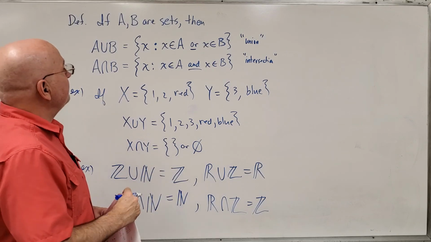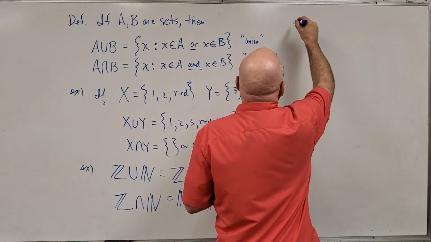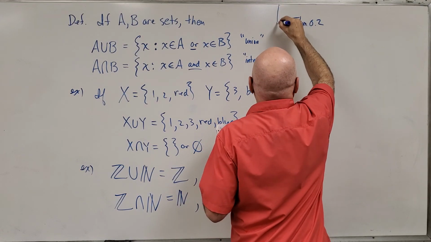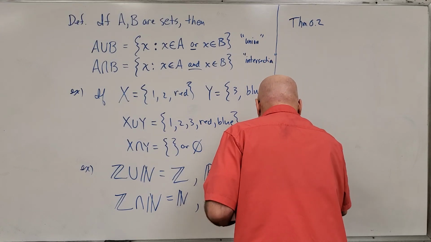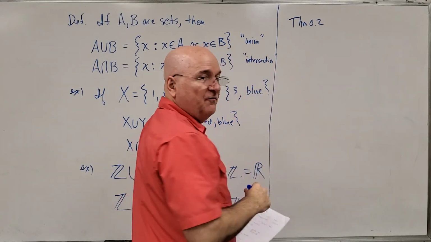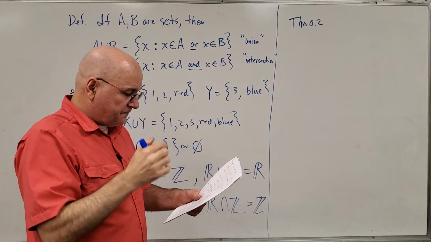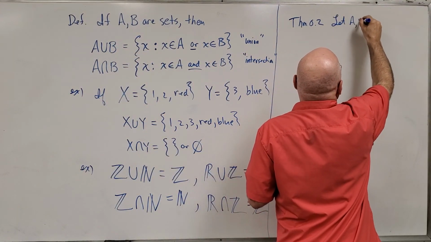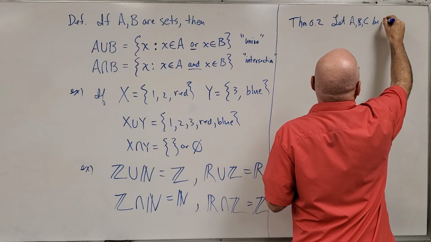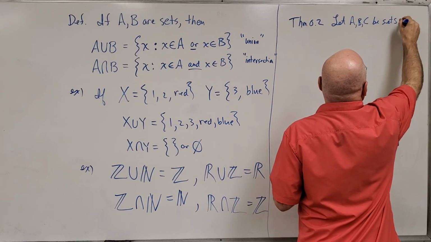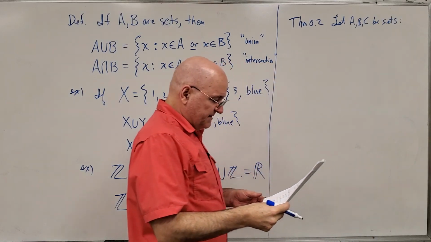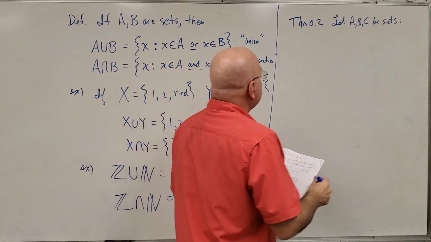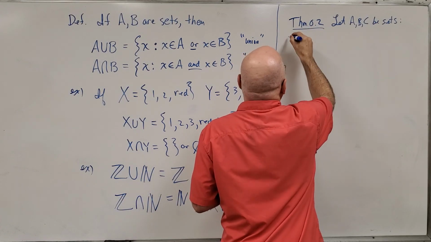Now I think I'm going to try to put a theorem 0.2 right here. Hopefully that's in the view of the camera. Let's let A, B, and C be sets. I'm going to write down about 6 dozen or so properties that are always true about sets.